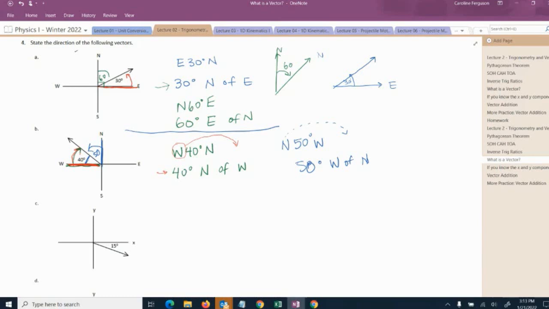Okay, so let's start with the number of degrees. How many degrees is this one? 15 degrees. So I'm going to say 15 degrees. Is it above an axis or below the axis? Below. And is it below the positive x-axis or the negative x-axis? Yeah, good. 15 degrees below the positive x-axis. That's it. Good. This one's easier.